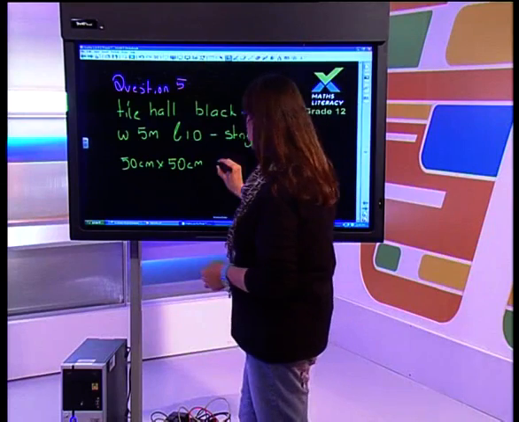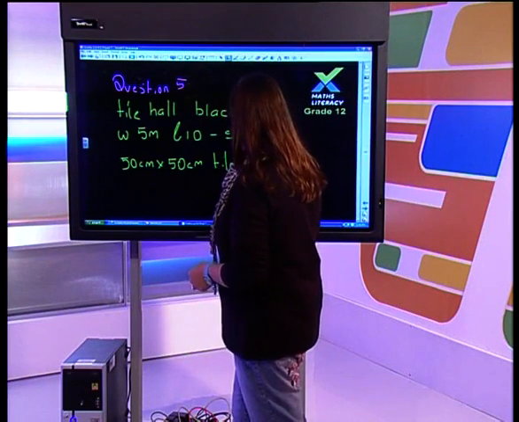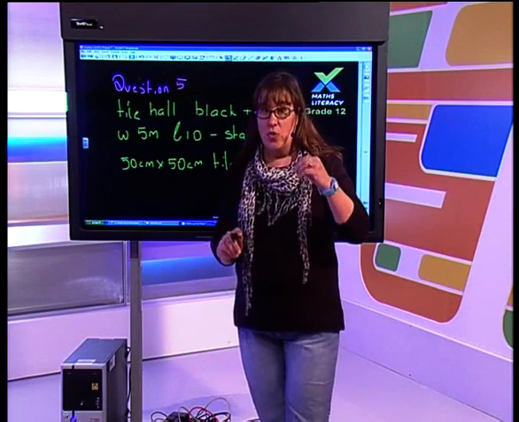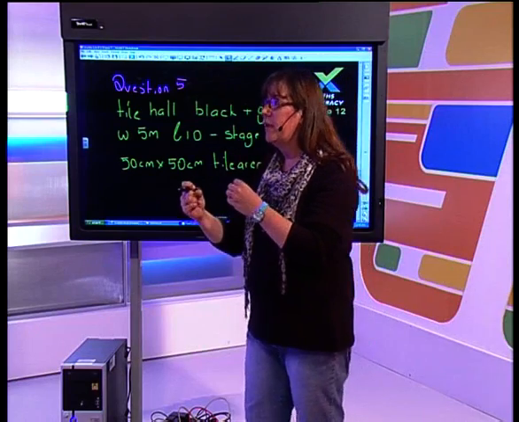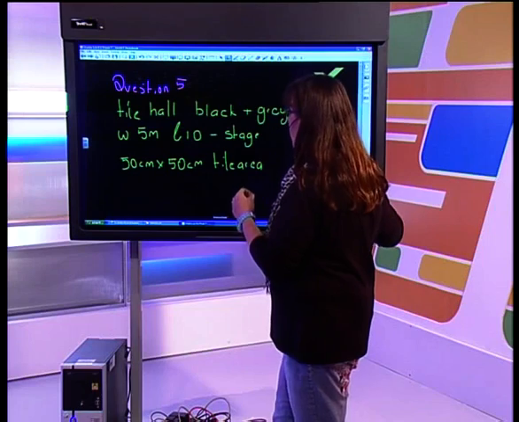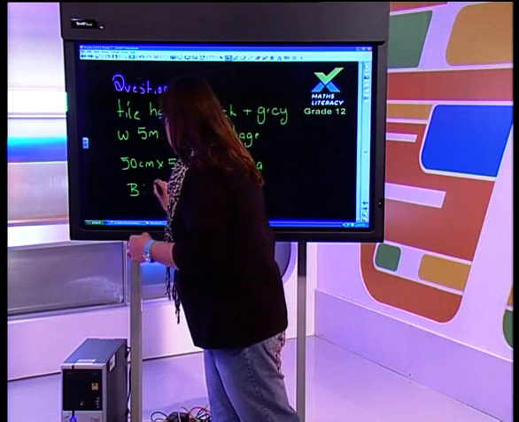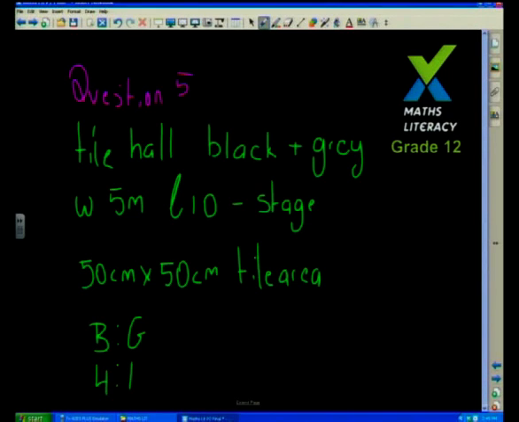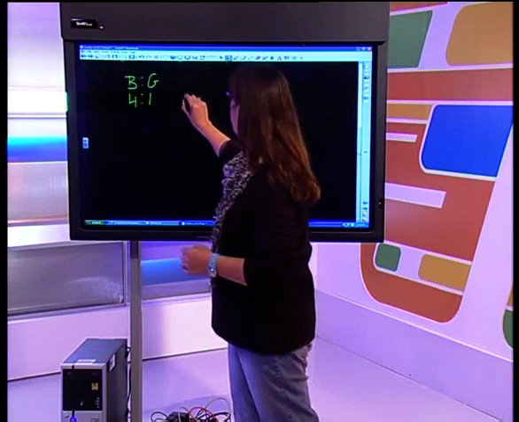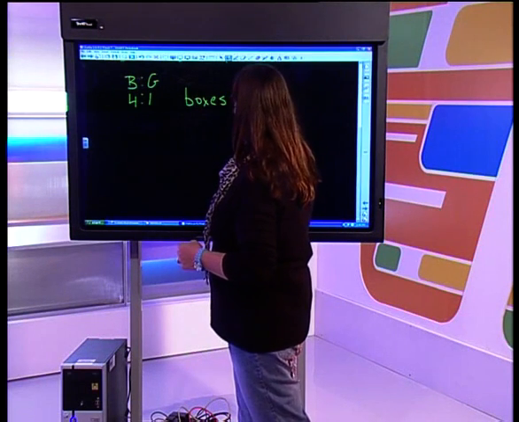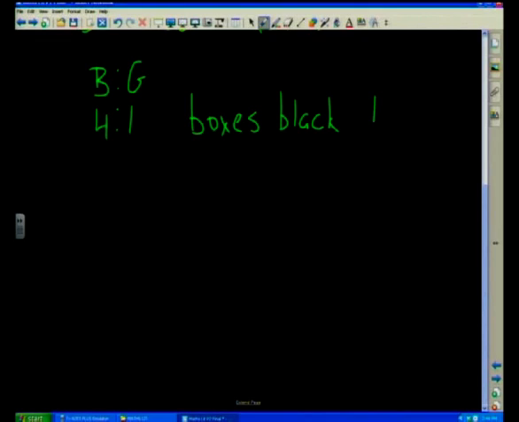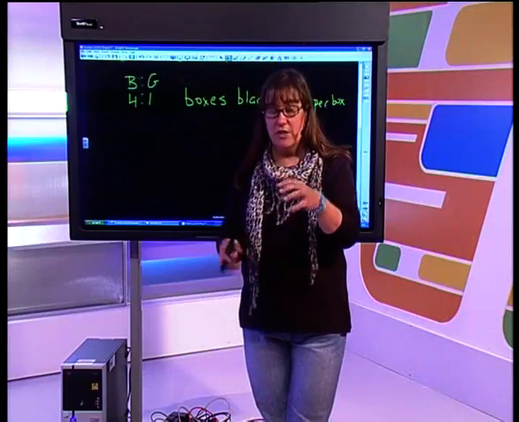Okay, so we have 50 centimeters by 50 centimeters as the tile area. Now we needed the ratio, just give me that ratio for a second. It was 4 to 1 of black to grey. And the question was how many boxes of black tiles? Yes, the question that was asked was to calculate the number of boxes of black. So we need the boxes of tiles. Now it says that tiles come in boxes of 12, so there's 12 per box.